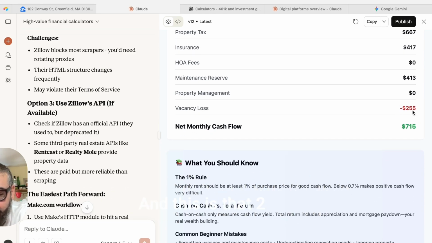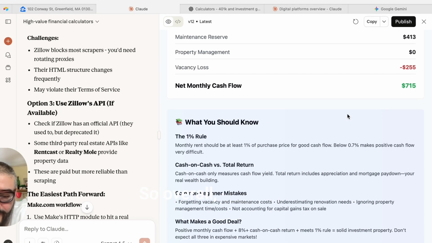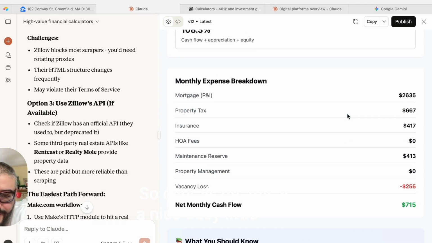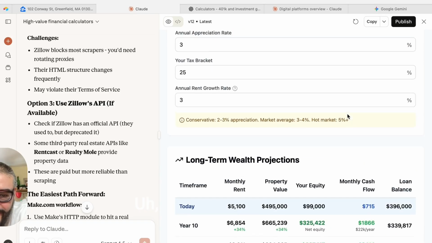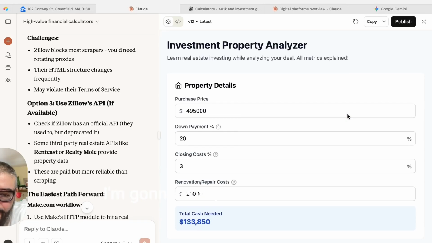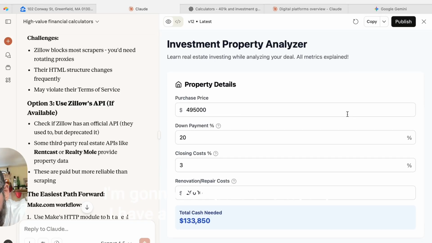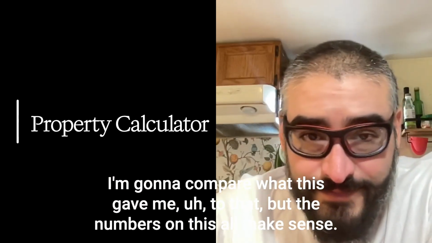And this is that 255, sort of going into another account. So overall, this is a nice, easy little tool. It helped me a lot. I'm going to compare this to, I have an uncle that's bought a bunch of properties and he sent me over an Excel sheet. I'm going to compare what this gave me to that. But the numbers on this all make sense.